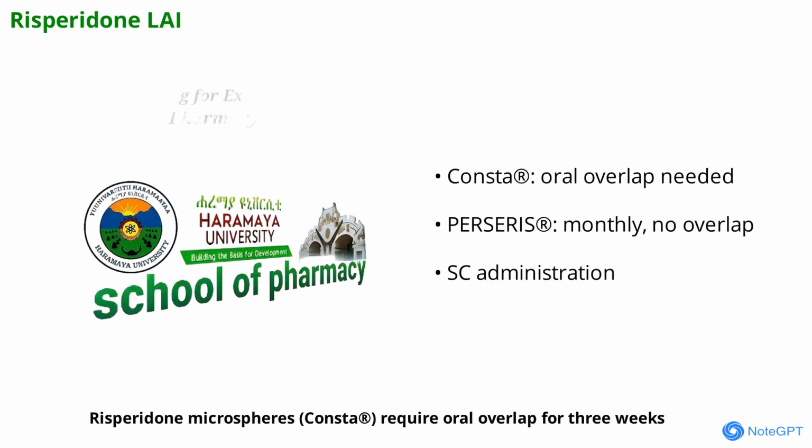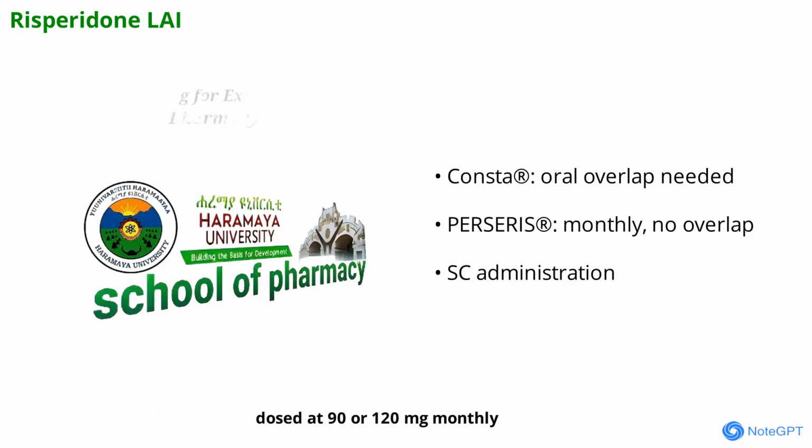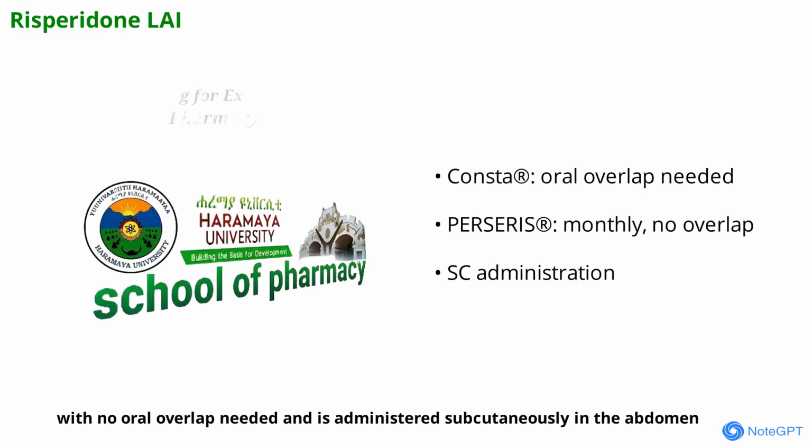Risperidone microspheres can require oral overlap for 3 weeks, with a starting dose of 25 mg and a range of 25-50 mg IM every 2 weeks. Dose adjustments should not be made more often than every 4 weeks. The extended-release injectable suspension (Perseris) is dosed at 90 or 120 mg monthly, with no oral overlap needed, and is administered subcutaneously in the abdomen.